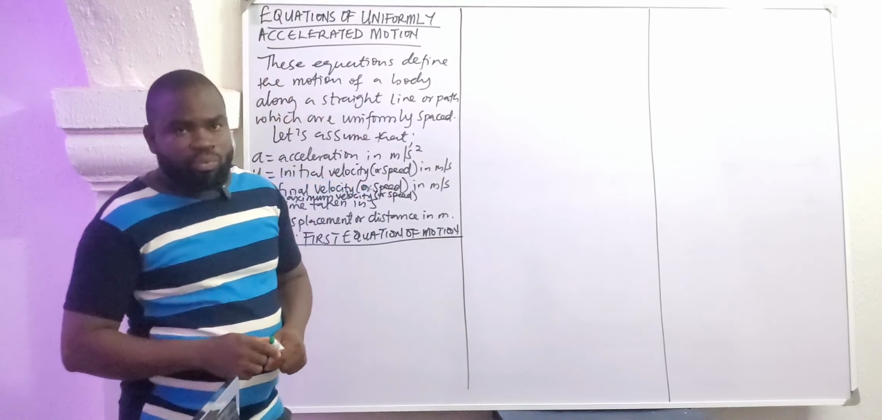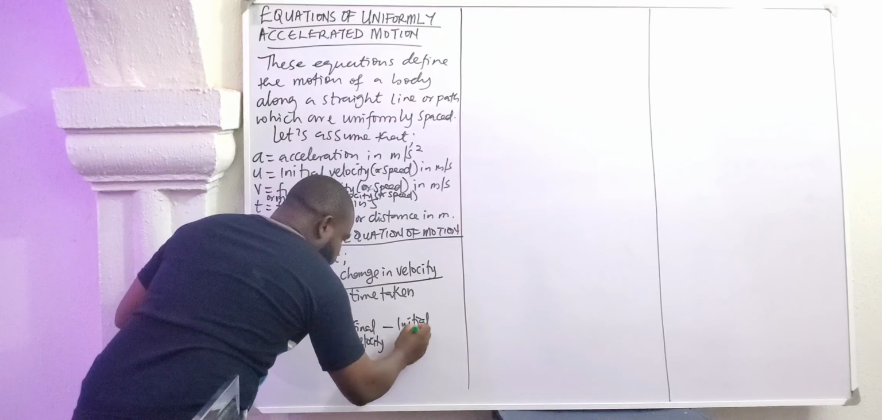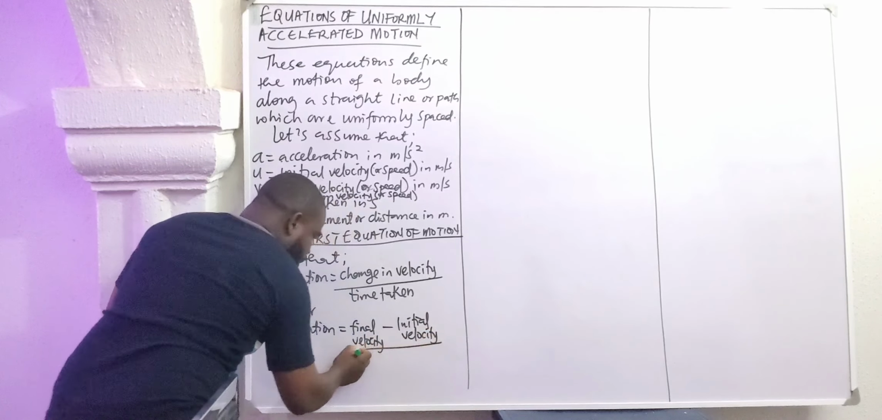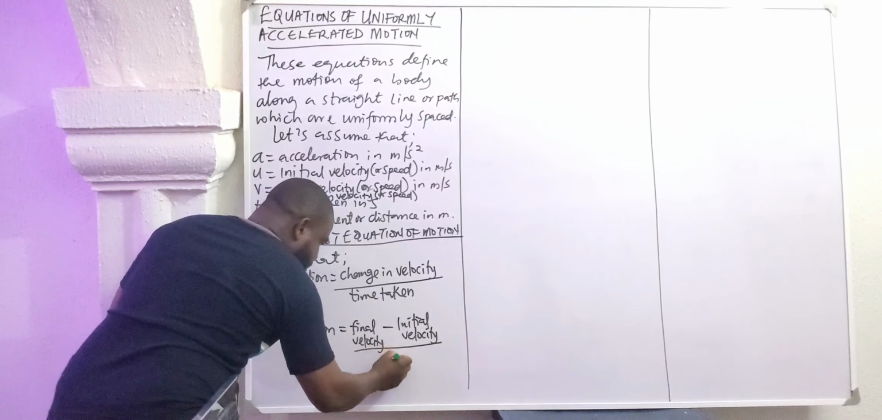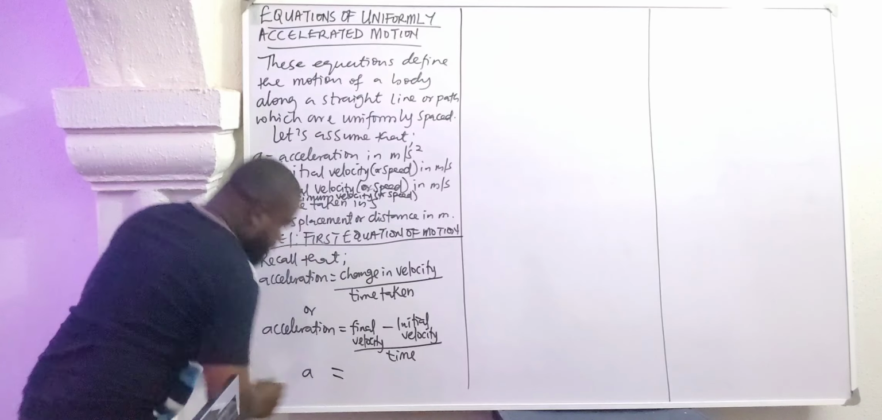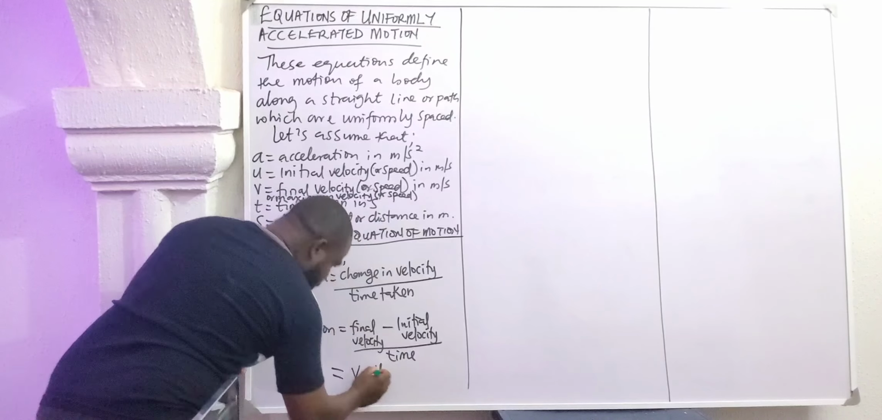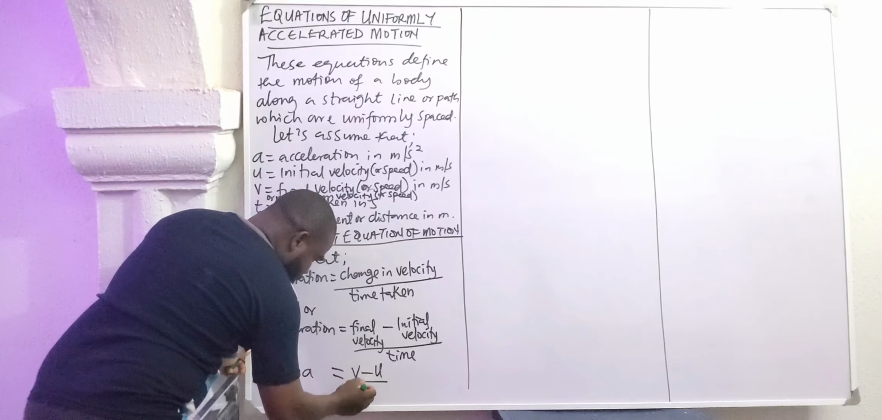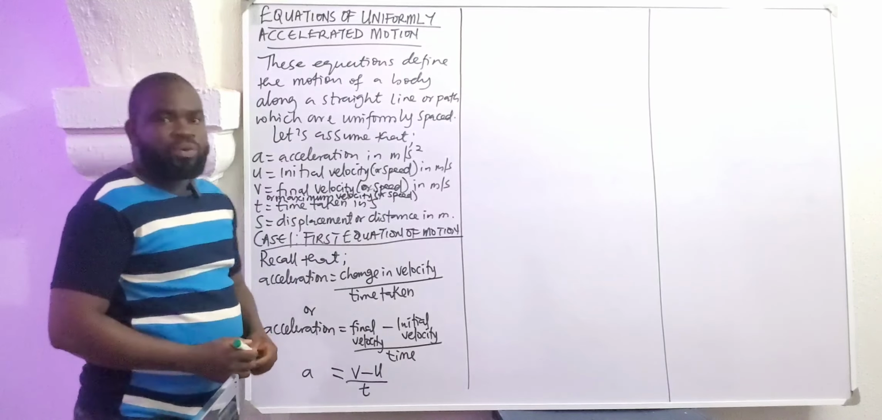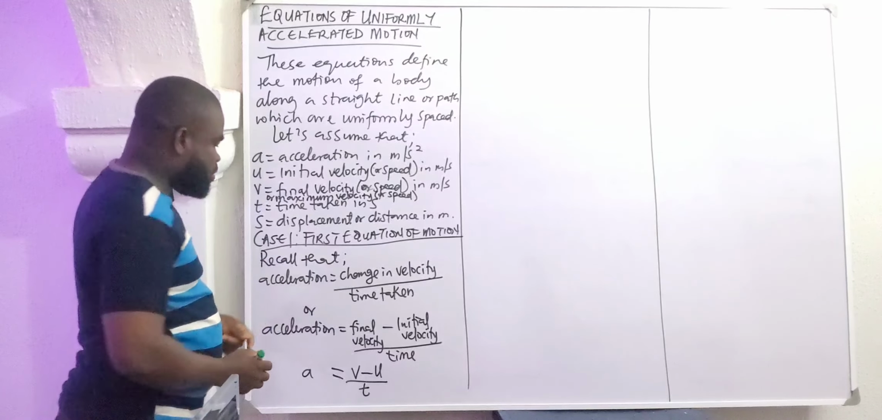Change in velocity means final velocity minus initial velocity. So we can write it as acceleration equals final velocity minus initial velocity, all over time. If we put the letters for each, we have A for acceleration, V for final velocity, minus U for initial velocity, all over time, T.